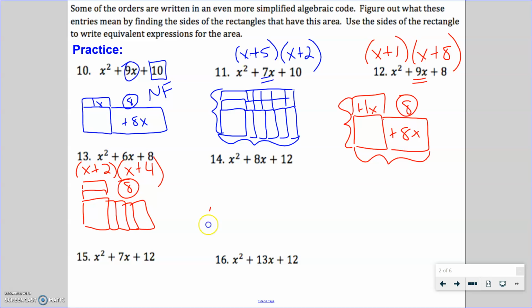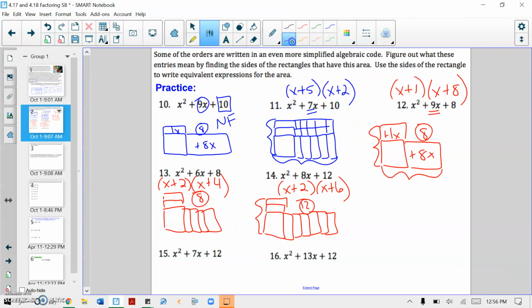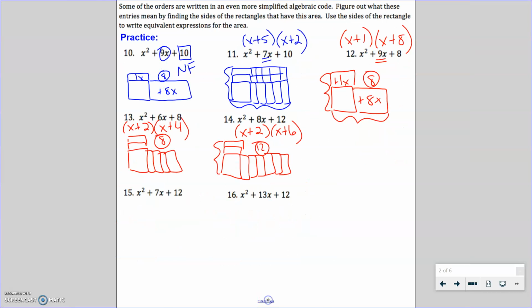14. I want to use 8 rectangles and somehow get 12. So, 2 and 6. That would work. So there'll be 12 little pieces in the corner. So I'm going to write it as x plus 2 times x plus 6. Okay, hopefully you're starting to look and see a pattern that's kind of occurring. We'll talk about that in a minute.